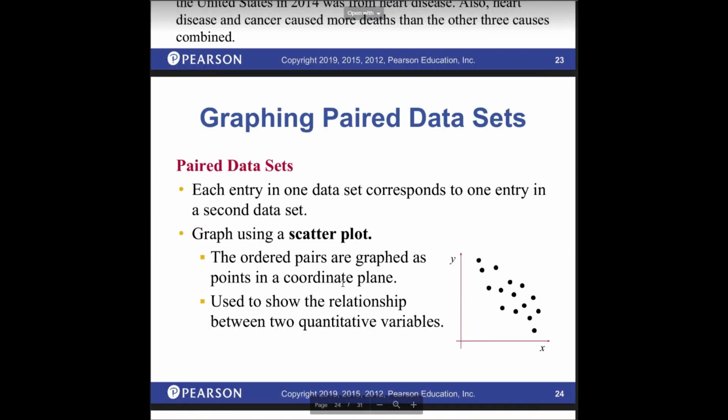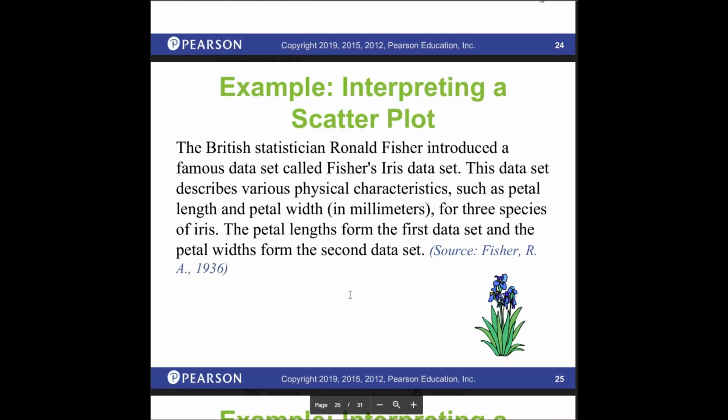And then we have paired data sets, where each entry in one data set corresponds to one entry in a second data set. We graph these using a scatter plot, where the ordered pairs are graphed as points in a coordinate plane, used to show the relationship between two quantitative variables. An example is the British statistician Ronald Fisher, who introduced a famous dataset called Fisher's Iris dataset. The dataset describes various physical characteristics, such as petal length and petal width in millimeters, for 3 species of iris. The petal length is from the first dataset and the petal width from the second dataset.